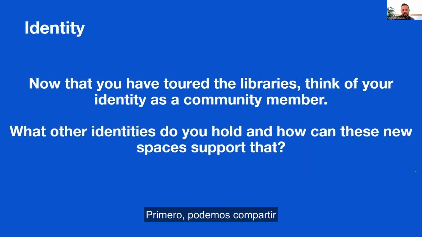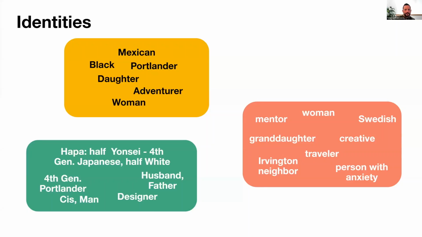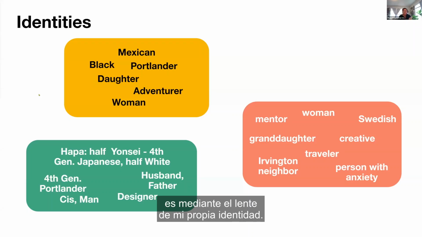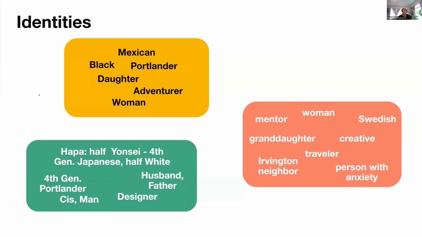So first we can share our team's own identities. Chandra, you want to start? Yeah. So I identify as a lot of different things, and to Tyler's point, my experience of the world is through the lens of my own identity. So I identify as a Black woman and a Mexican woman and an adventurer and a daughter and a Portlander and many other things, but those are the top ones that are really core to my identity.